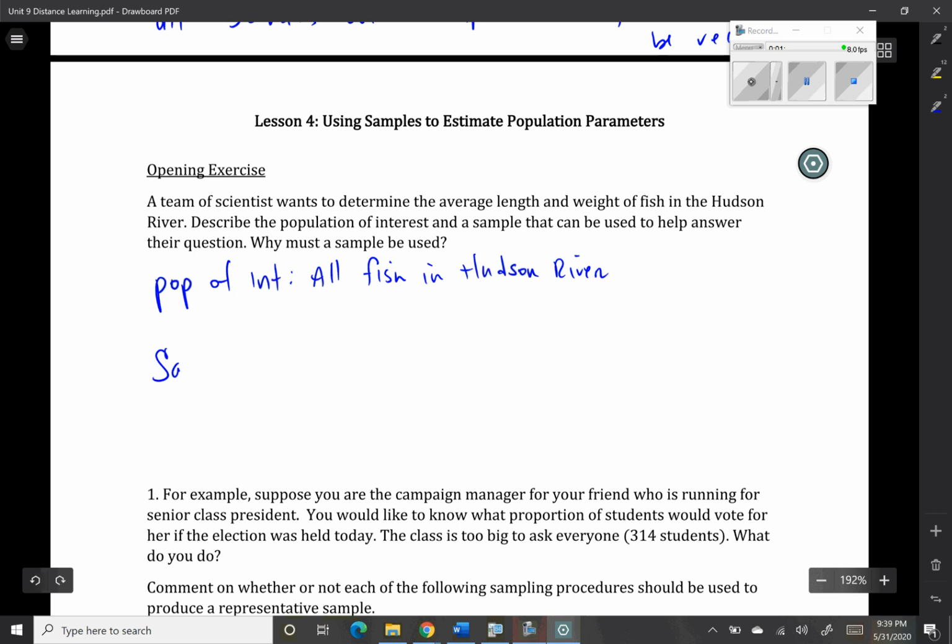A sample is going to be a small amount of those fish. It might be, we'll say, 80 fish from the Hudson River, and we'll say we want to make sure that we randomly select them.